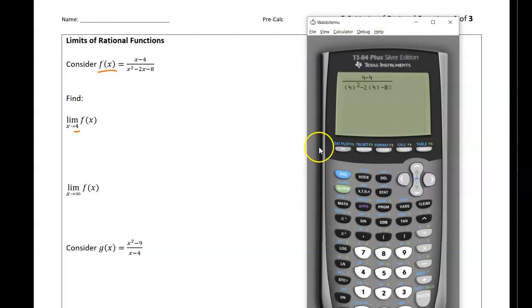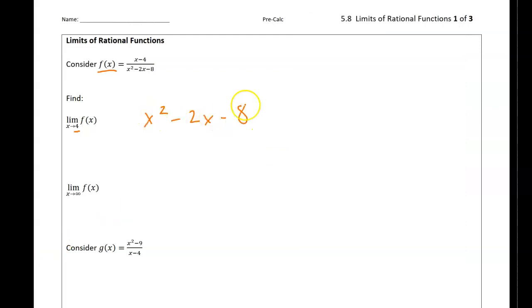Well, I'm going to go ahead and do this on my calculator. So here's f of x. I plugged in 4, and I get an error. And often I see you guys, when you get an error on your calculator, you don't read what it says. But here it's a really helpful error message. It says divide by 0, right? So the issue here is that the bottom is 0 when x is 4, right?